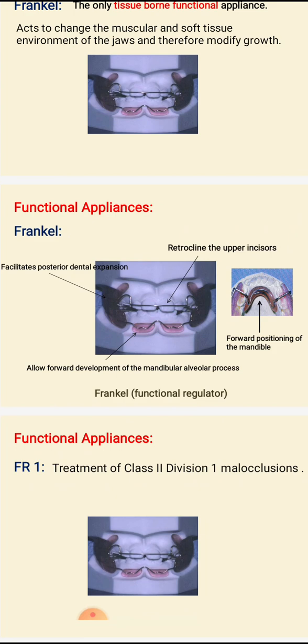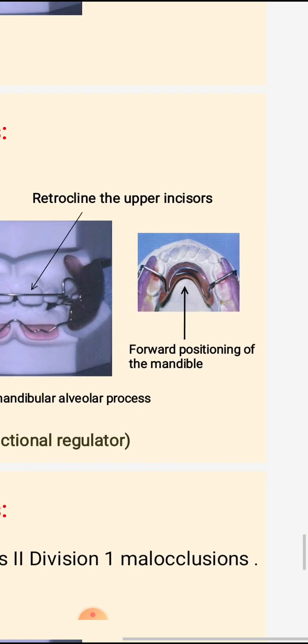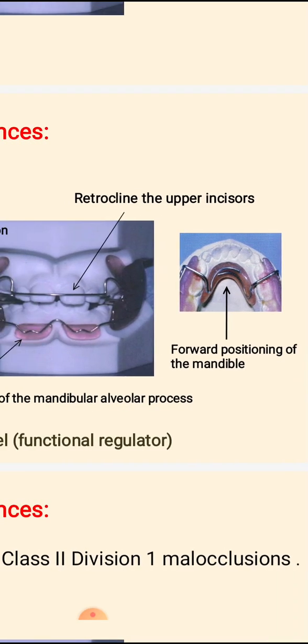Frankel appliance includes acrylic components and wire components. This lingual part is called the lingual bed, and it's the component that guides the mandible to the forward position that is desired to correct the overjet. So this is the lingual bed, an acrylic part.